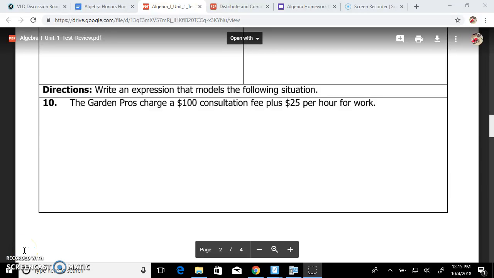All right, we're starting off with number 10 in our Algebra Unit 1 review. Write an expression that models the situation.